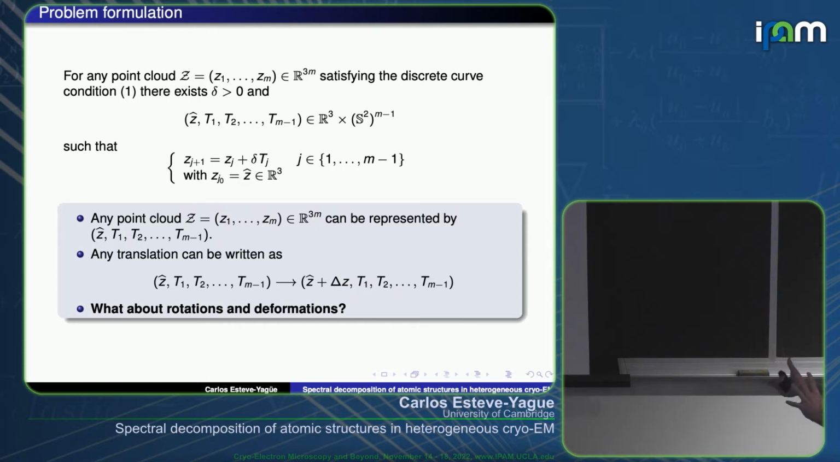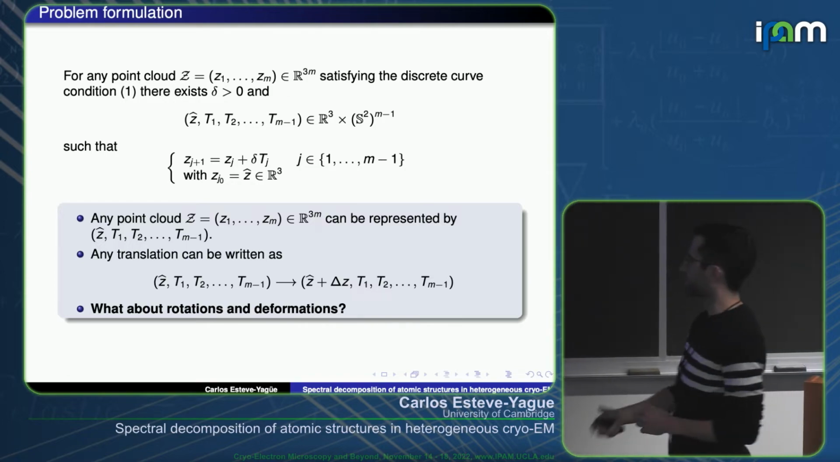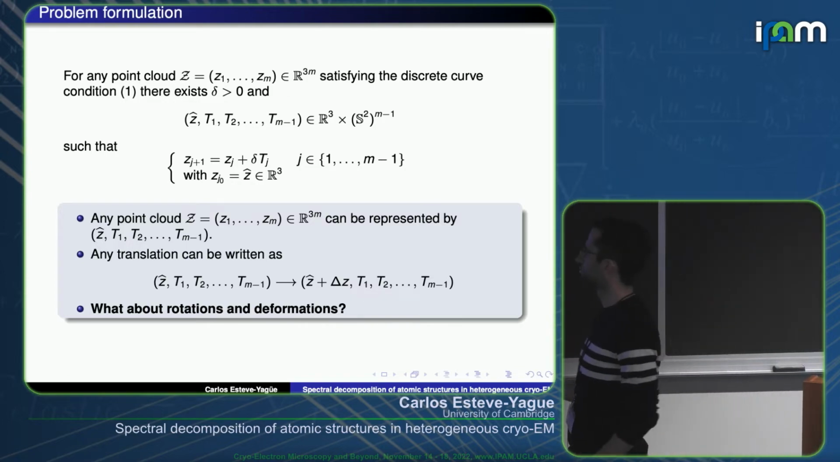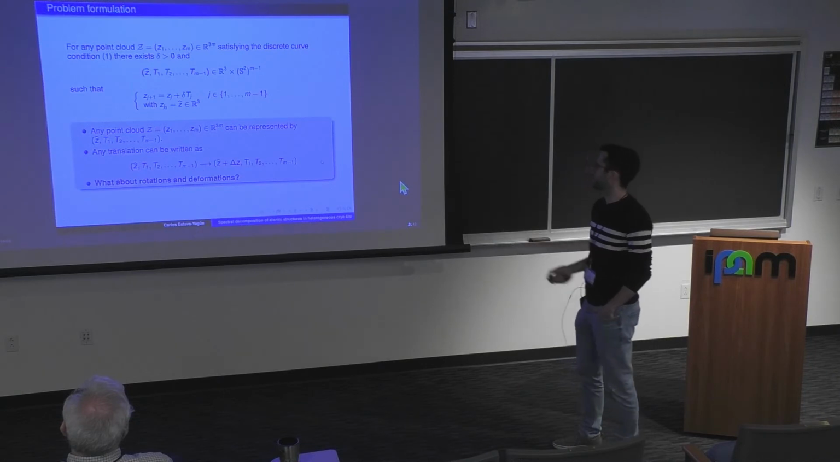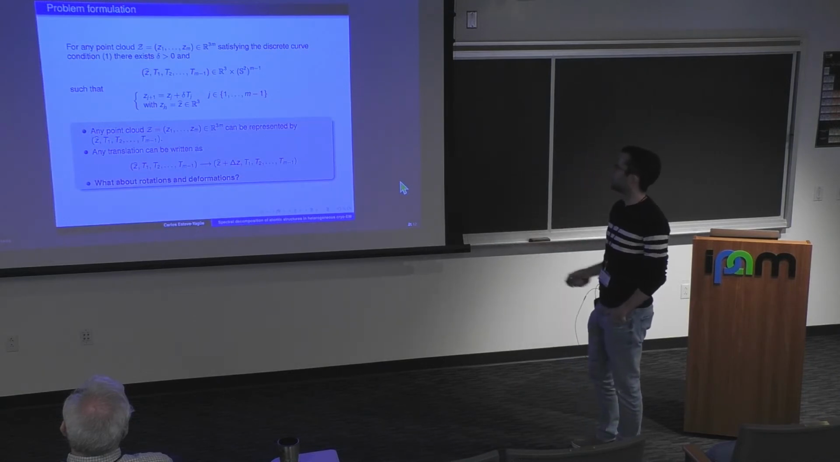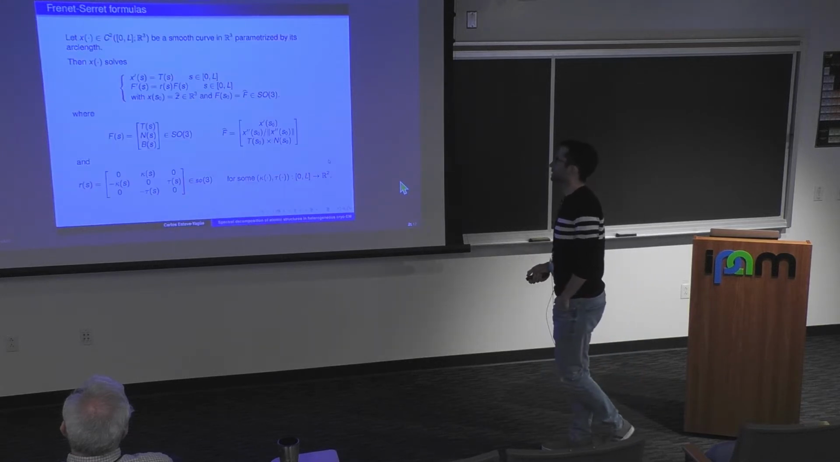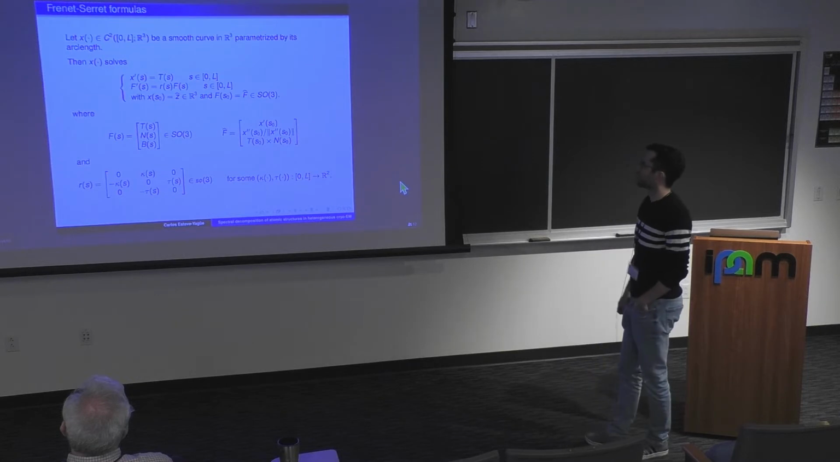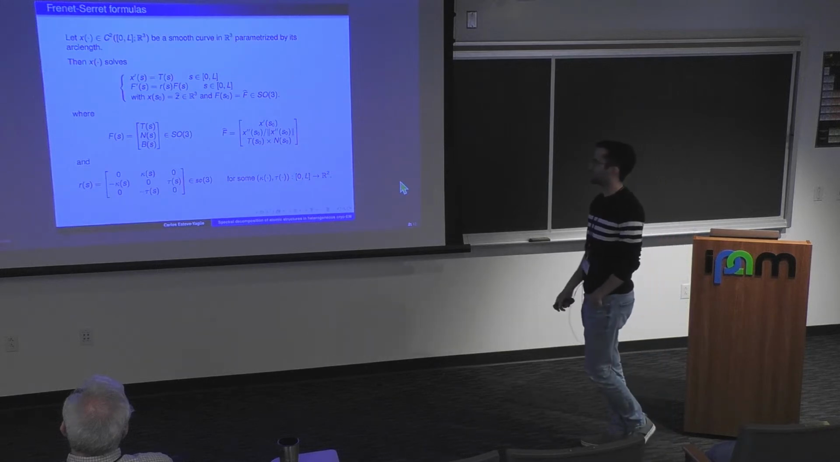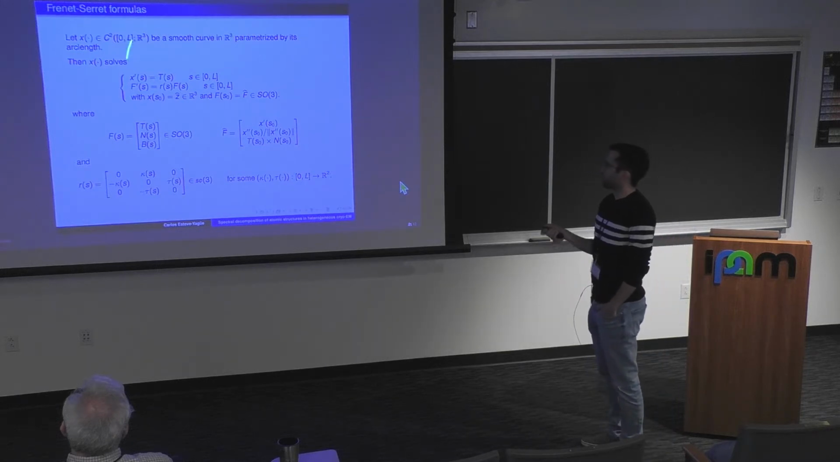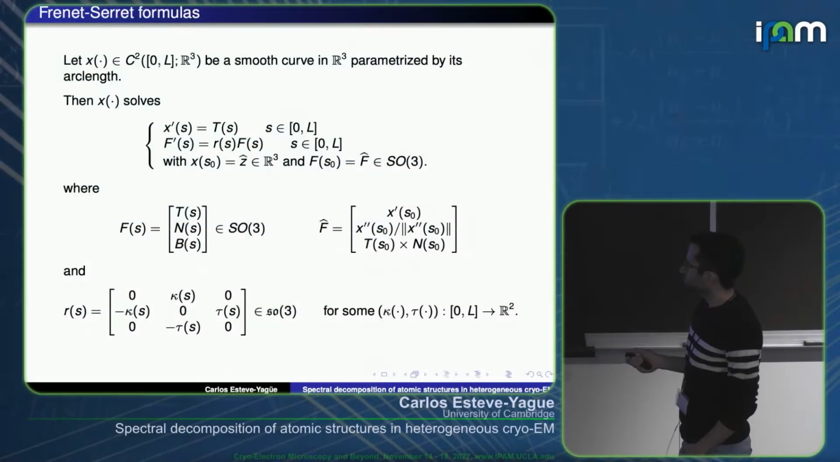Okay, so this is one part of the rigid transformation, but we also have rotations, and then we also have deformations, which are not rigid. So this representation is not enough for us because we also have other transformations. So the idea here is to use an idea taken from the representation of smooth curves in R3, which is to use these Frenet-Serret formulas.